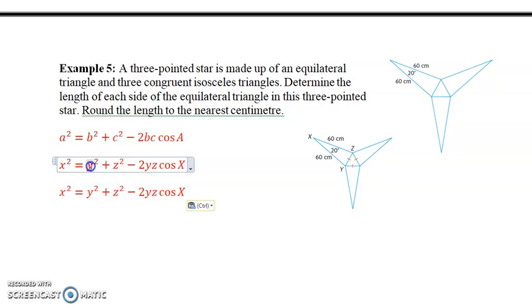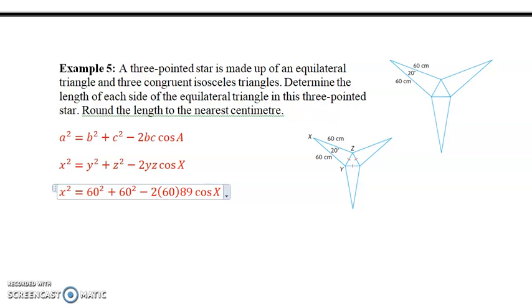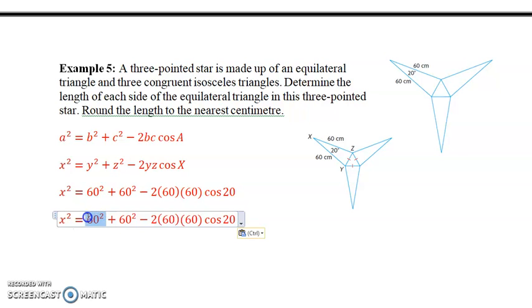Okay? So we know the side Y is 60. We know Z is also 60. And the angle is 20 degrees. All right, so let's work this out. 60 squared, 3600. 60 squared again, 3600. 60 times 60 is 3600 times 2 would be 7200.